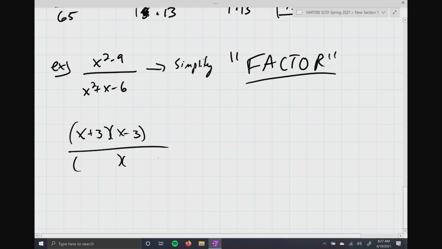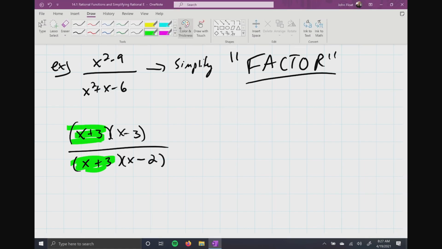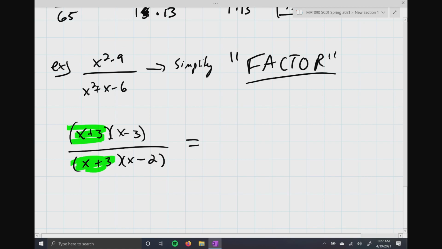I can go right into the parentheses, put an x, copy the first sign. The second sign has to be a minus. There's no ifs, ands, or buts about it. And this is going to be x plus 3 times x minus 2. Now, if you look, and I will highlight, notice we have the binomial x plus 3 in the numerator and the binomial x plus 3 in the denominator. That will reduce to a 1.